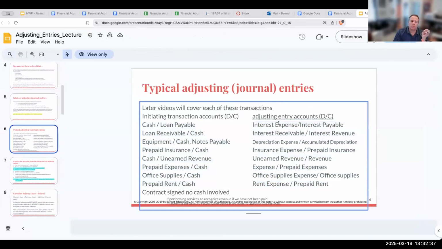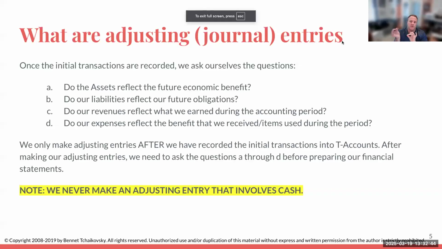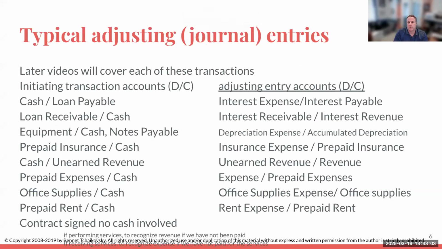There are a lot of different rules when it comes to adjusting journal entries. And really what we're trying to make sure of is that after the adjustment, do our assets reflect their future economic benefit? Do our liabilities reflect our future obligations? Do our revenues reflect what we have earned? Do our expenses reflect what we have used? And whenever we are doing an adjusting entry, we never touch cash. We never adjust cash. Rather, if this is the initiating transaction, this is what the adjusting entry is going to look like.